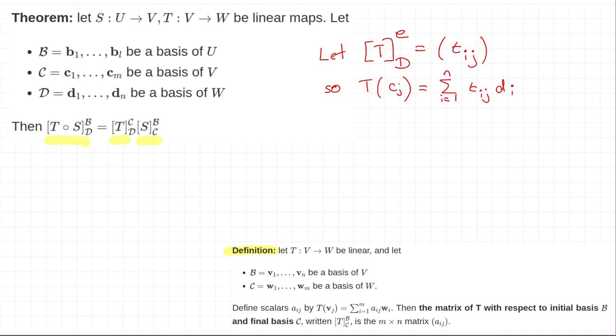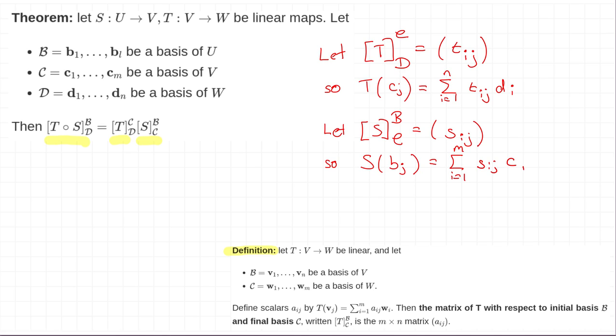We're also going to have some notation for the matrix of S. So we will let the matrix of S with respect to the initial basis B and final basis C have ij entry lowercase s ij, and again what that means is that if you take S and you evaluate it at any of the basis elements Bj, then that is equal to the sum from dummy variable i equals 1 up to m of s ij times the basis element ci.